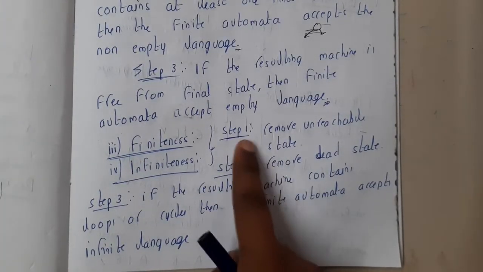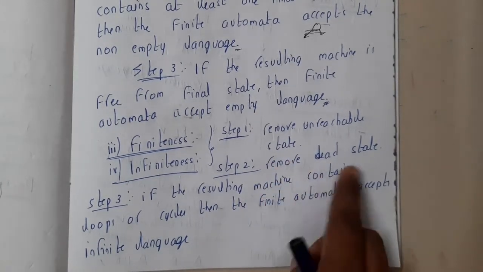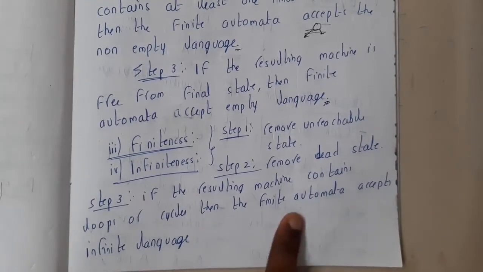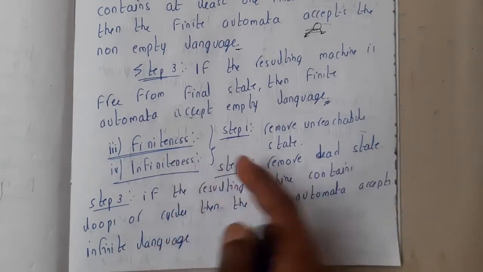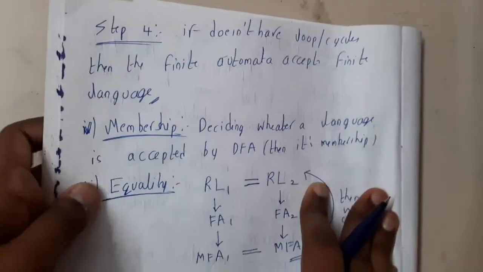Yes. Similarly, moving on to finite and infinite. So the step 1 will be the same everywhere, guys. Remove unreachable states. Step 2 is remove dead states. Step 3 is if the resulting machine contains a loop or cycle, then the finite automata accepts an infinite language. If it does not have any loop, then it is finite, right? Yes.